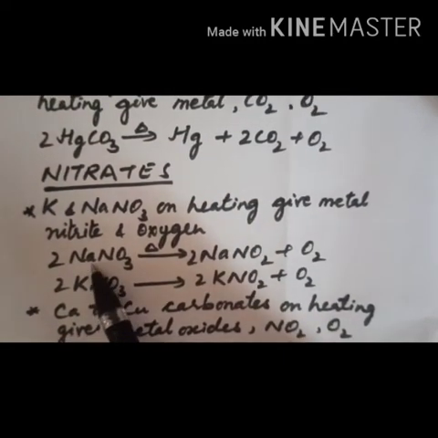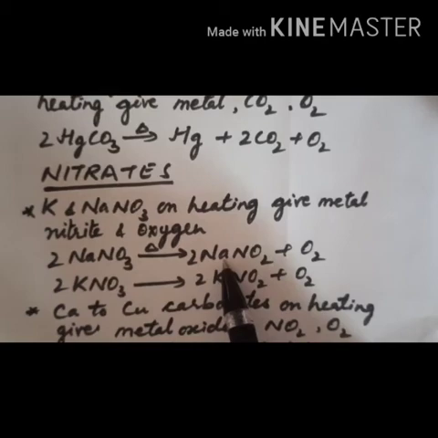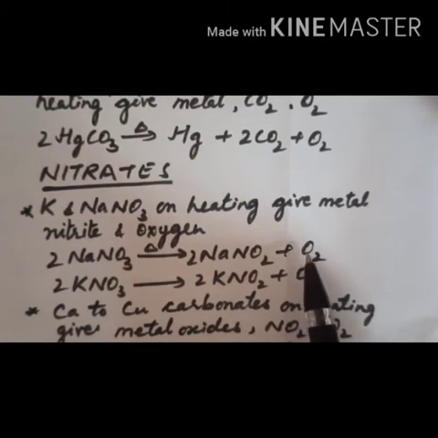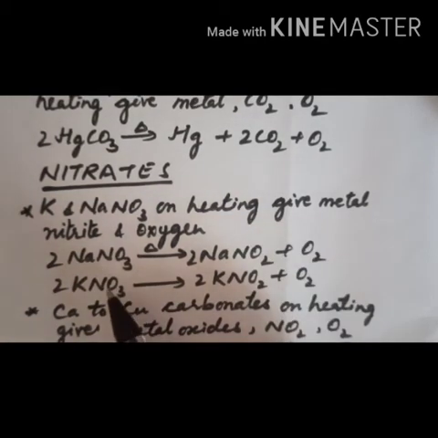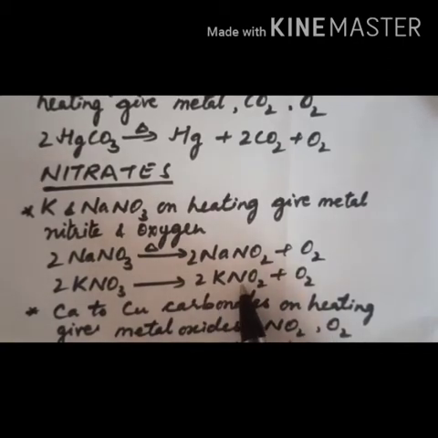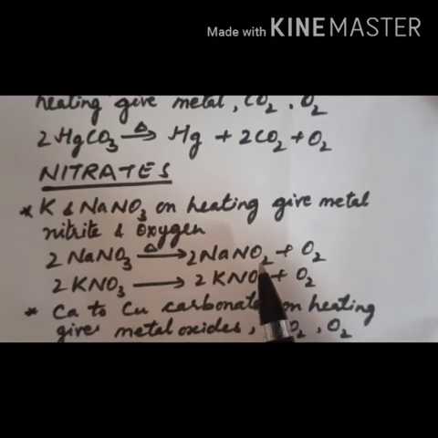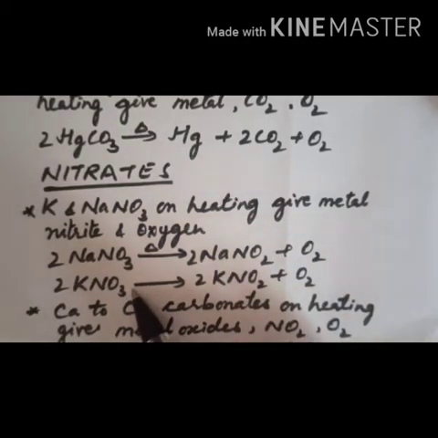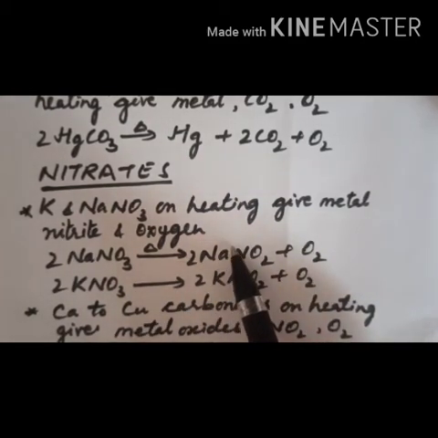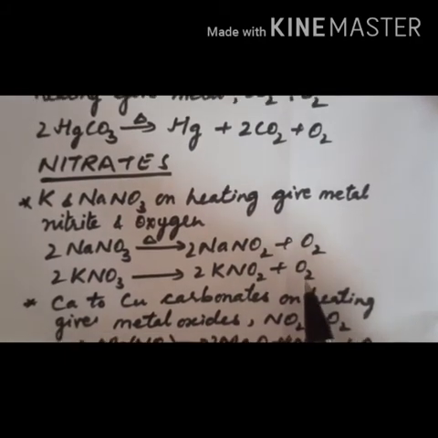For example, sodium nitrate on heating gives you sodium nitrite and oxygen gas, while potassium nitrate on heating gives potassium nitrite and oxygen gas. Right? Sometimes a question may ask, name a compound which on heating gives a metallic nitrite and one gas. That is sodium or potassium nitrate you can give, which on heating gives a metallic nitrite and oxygen gas.